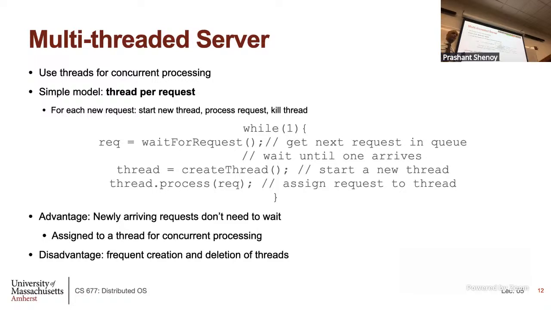The disadvantage is there is frequent creation and deletion of threads, an overhead of creating a thread for every request that arrives. There's going to be some overhead to creating a thread. It's not zero. Unlike a process which has higher overhead, there's going to be some price you pay here. So what do you think we can do to reduce this overhead?